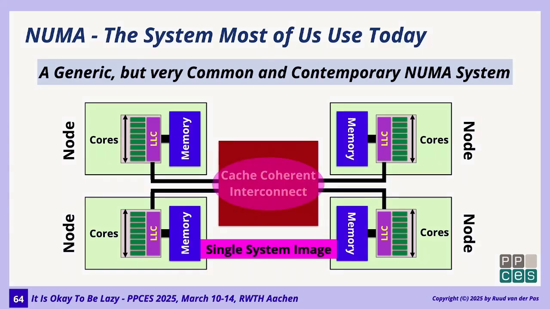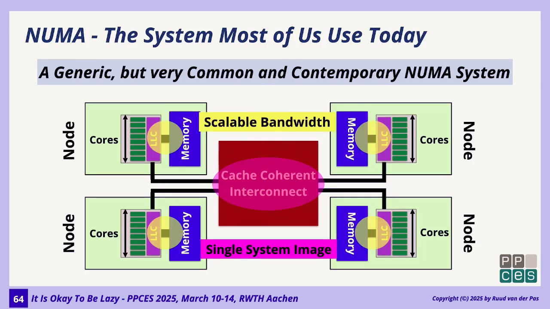And why would you do that? Well, first of all, it gives you a single system image. The system appears as a whole. You run top, and you won't see this underlying topology. That's the advantage in programming: it's a single system. The performance reason to do it is that you add bandwidth as you add nodes. So you have a more scalable design at the memory level, and that's really nice.